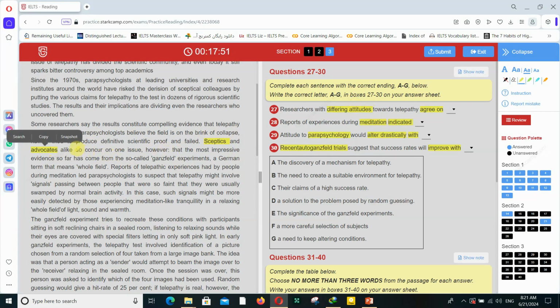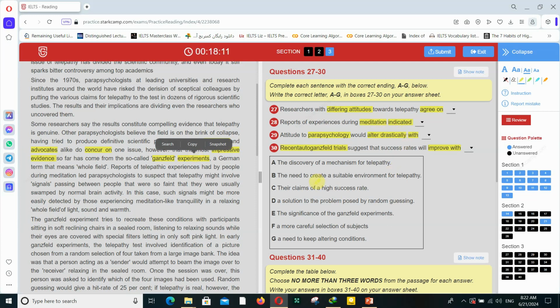Try to notice that. Alike, do concur on. Concur on means agree on. Agree on one issue. What is the issue? This is the answer for question 27. However, they concur that the most impressive evidence so far has come from the so-called Ganzfeld experiments.